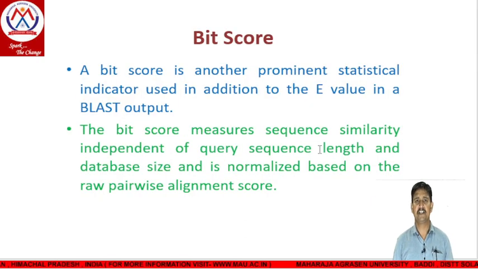The next important parameter is the bit score. A bit score is another prominent statistical indicator used in addition to the e-value in a BLAST output. A bit score measures sequence similarity independent of the query sequence length and database size, and is normalized based on the raw pairwise alignment score. It tells about the similarity of the search, independent of the length of the sequence and the amount of sequences present in the database.